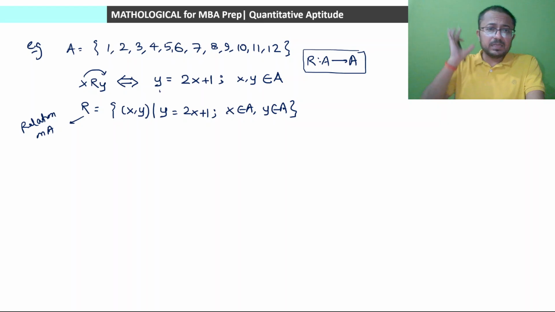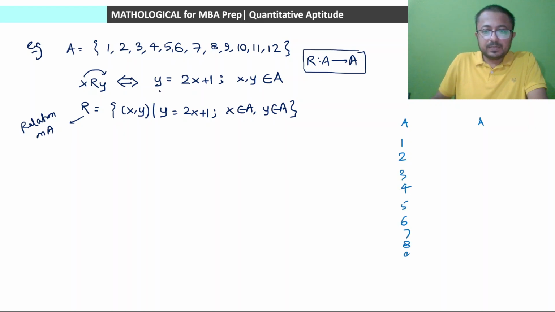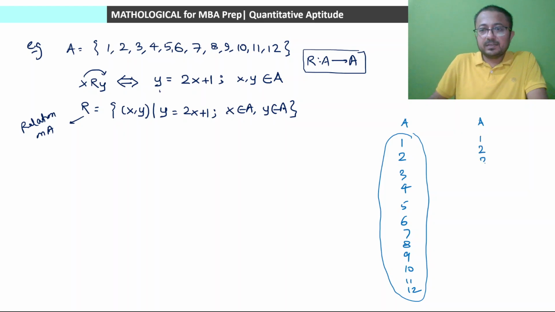Now we have to define the relation properly. So the input set is set A and the output set is also set A. So let us write set A properly as both input and output, writing the values from 1 to 12: 1, 2, 3, 4, 5, 6, 7, 8, 9, 10, 11, 12. This is our input set, set A, containing the domain, and the output set is also 1, 2, 3, 4, 5, 6, 7, 8, 9, 10, 11, 12, which is our codomain.